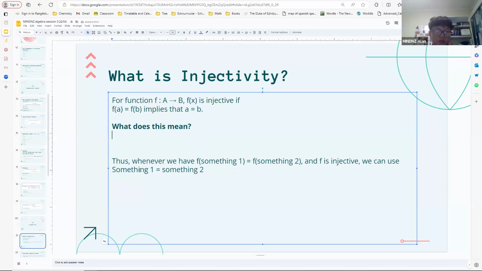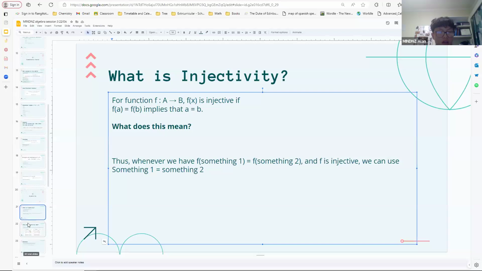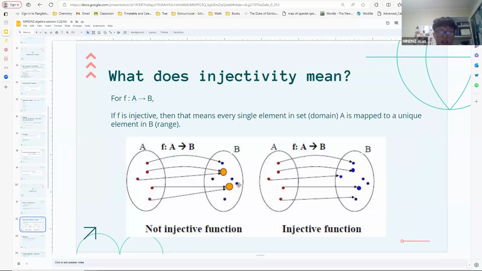So what does this also tell us? This also tells us that for all lowercase a in domain uppercase A, we have that f of a maps to a unique element in range B. So what does this look like? It looks like this diagram.